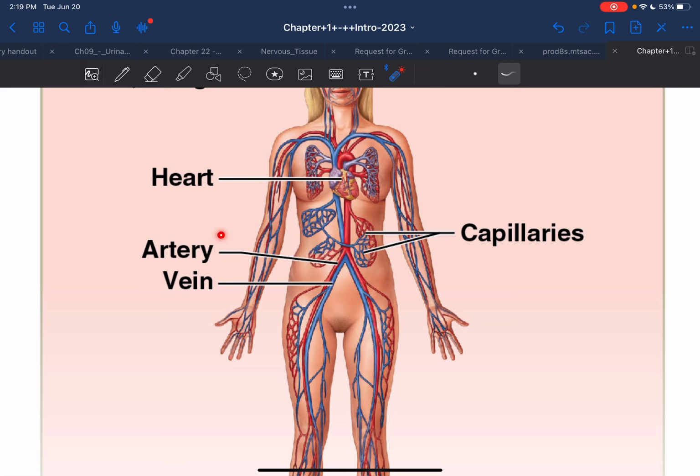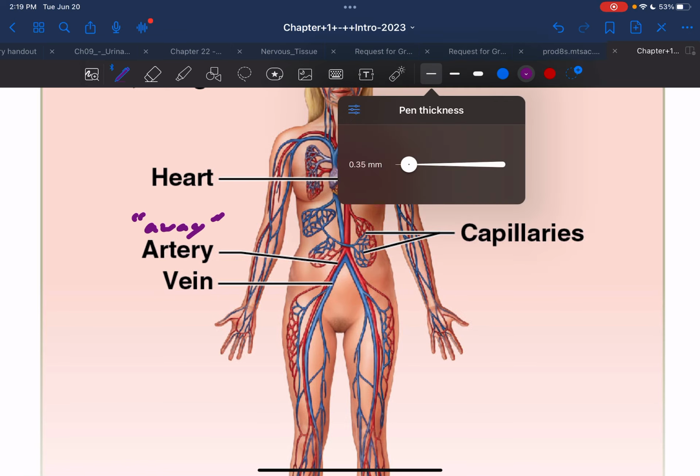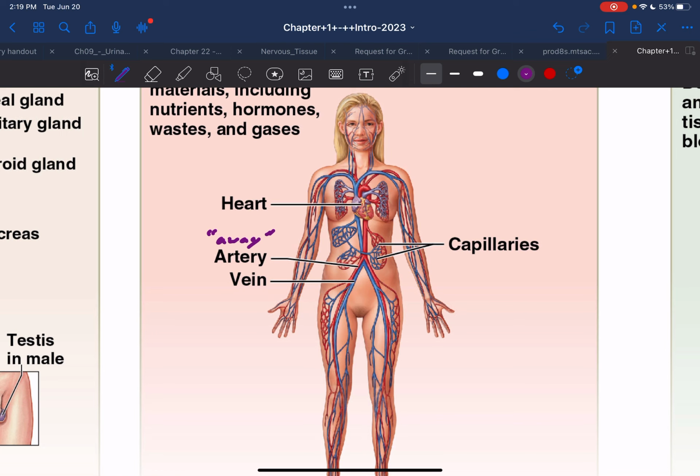You have two types of blood vessels. The red ones are always arteries. The blue, well, I shouldn't say always, I'm just going to say red is typically artery, blue is vein. And the next thing to add here is that the word artery, think about the word away. Let the A remind you of the word away. Let the A remind you of away.